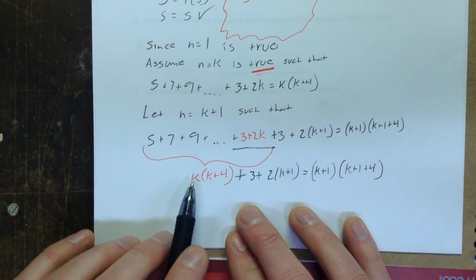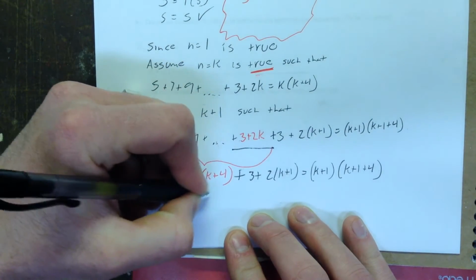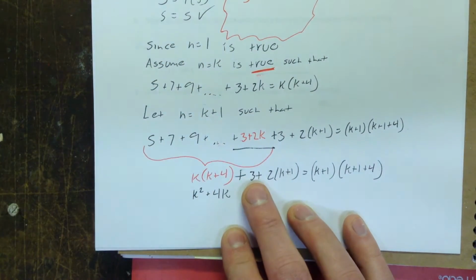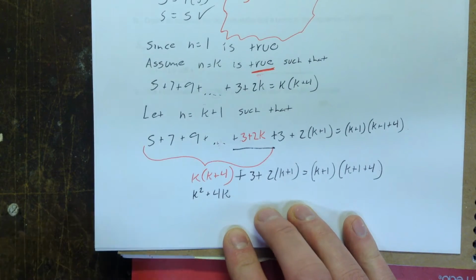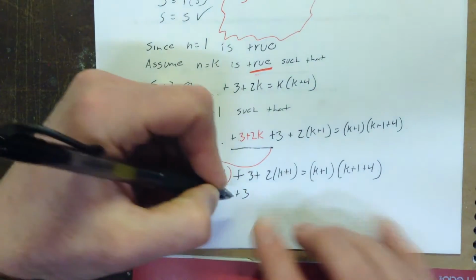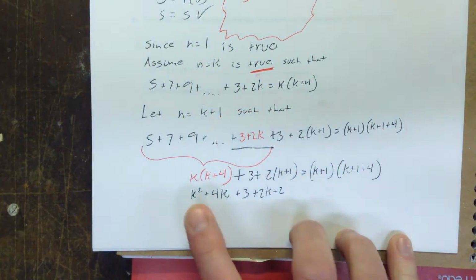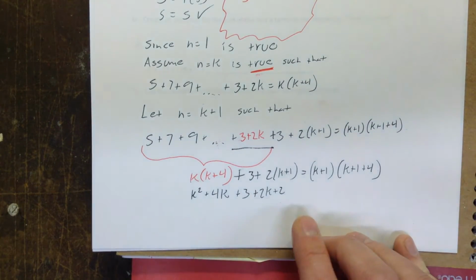Over here on the left side, you've got k times k and k times 4. So that's going to be k squared plus 4k. Then you've got this 3 right here, and he's not really going to do too much, so we're just going to hold on to that guy right there. And you've got a 2 that's going to get distributed to give you 2k plus 2. There are some terms in there that I will be able to combine together, but not just yet.